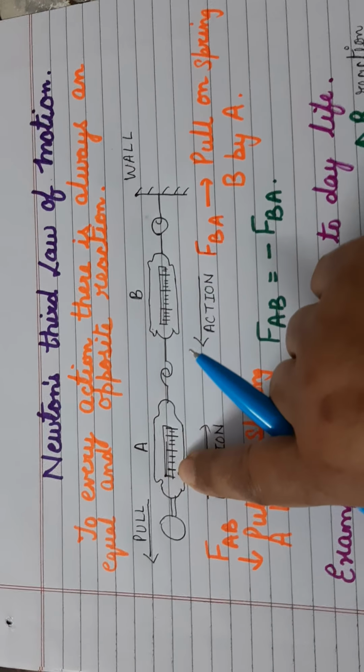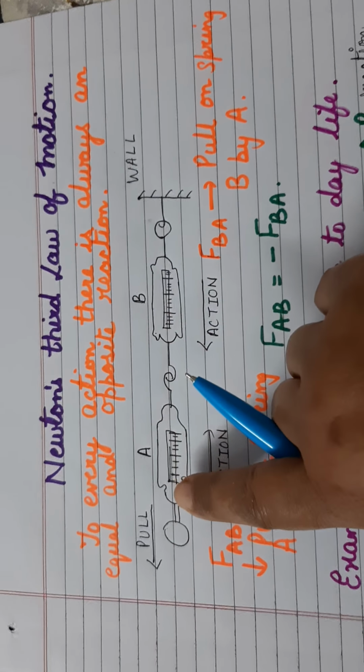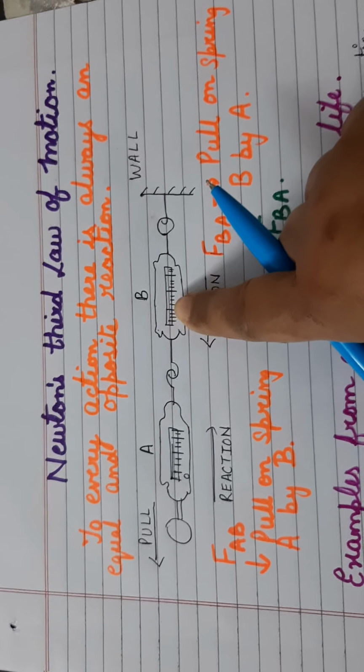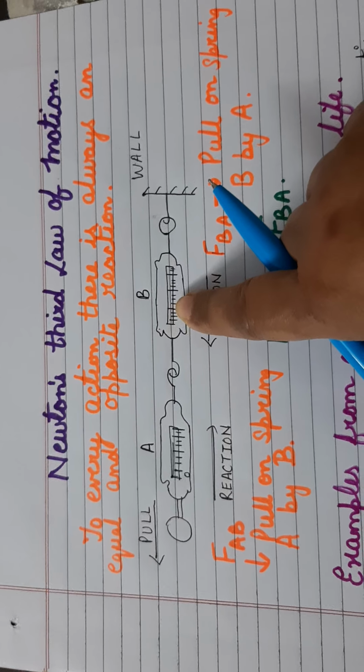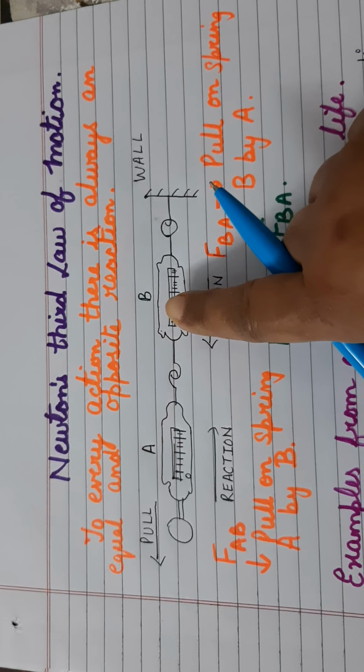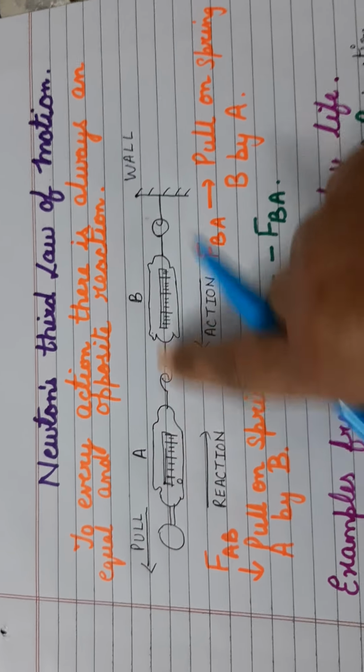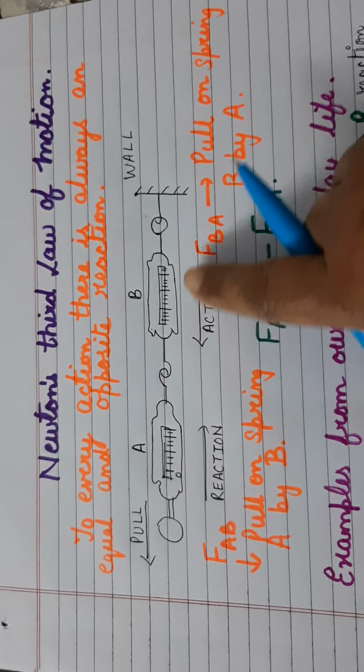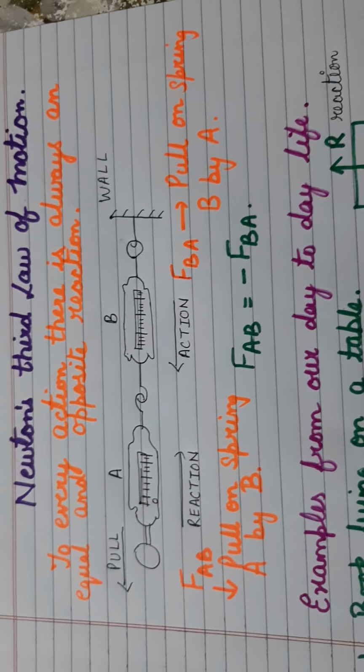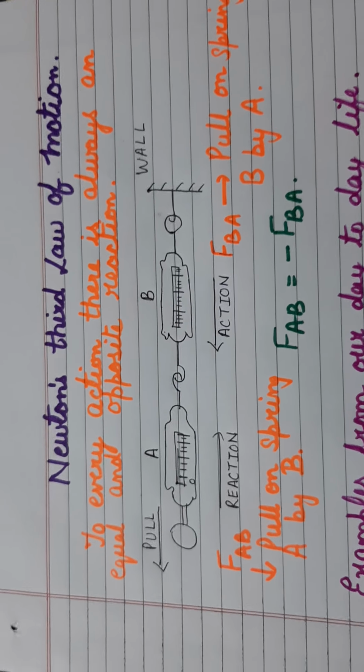Now when I say that action is exerted by A on B, that is the action force. And what is the reaction, children? It is the force exerted by B on A. So therefore action and reaction forces are always exerted on two different objects. Remember this, children, this is very, very important. Action, if exerted on one object, reaction would be on the other object, and they are always equal and opposite to each other. Okay, so this is Newton's third law of motion.